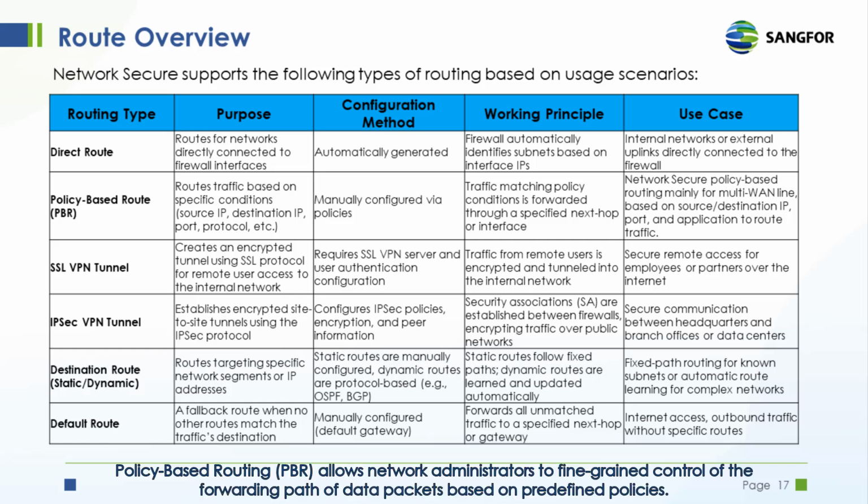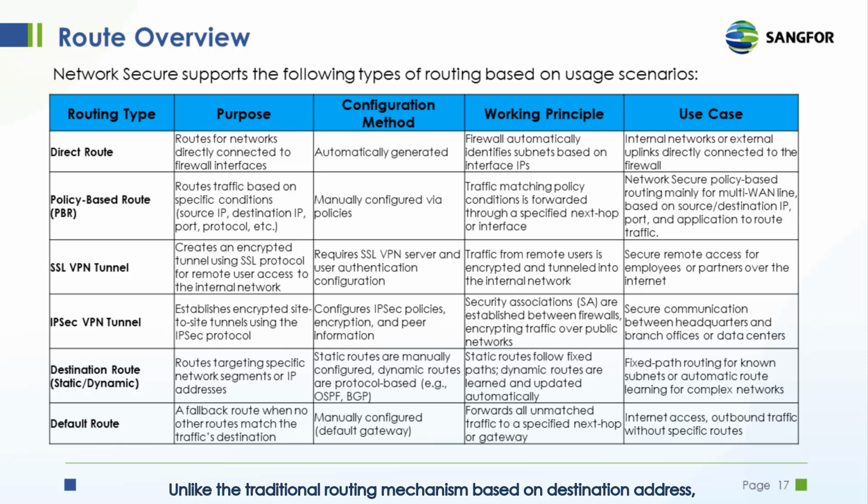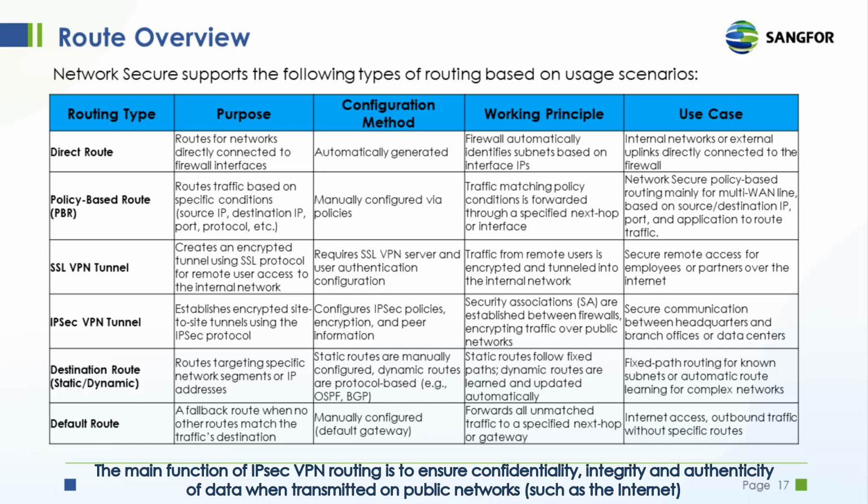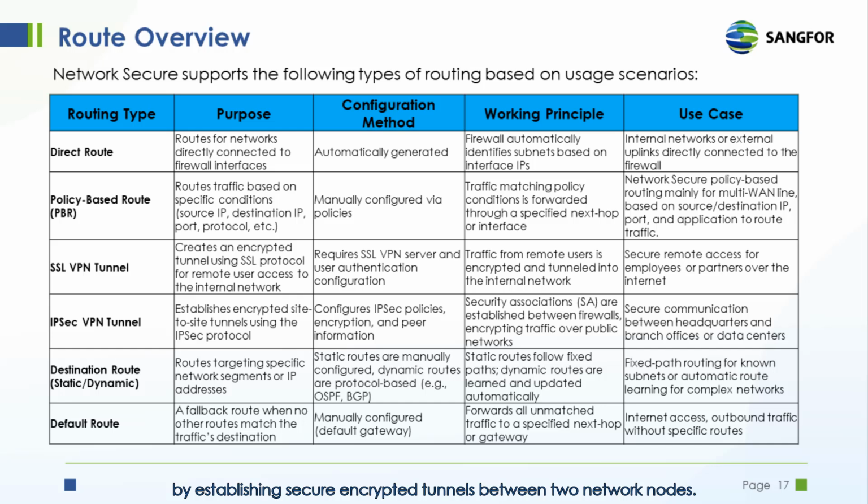Policy-based routing (PBR) allows network administrators to finely control the forwarding path of data packets based on predefined policies. Unlike the traditional routing mechanism based on destination address, policy routing can determine the forwarding path based on multiple parameters such as the source address, destination address, protocol type, and port number of the packet. The main function of IPsec VPN routing is to ensure confidentiality, integrity, and authenticity of data when transmitted on public networks such as the Internet by establishing secure encrypted tunnels between two network nodes.